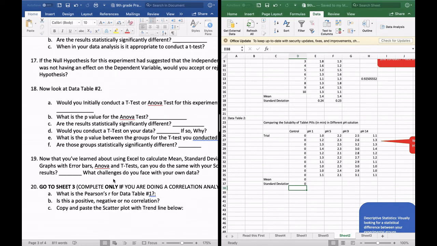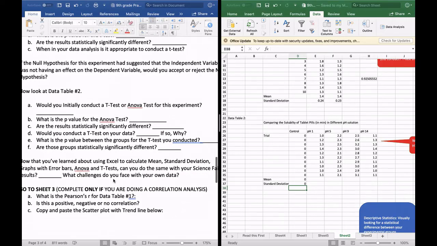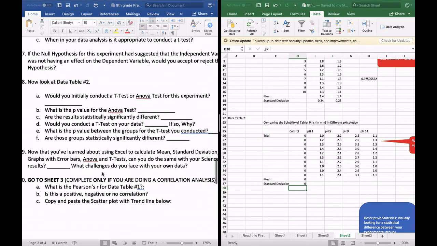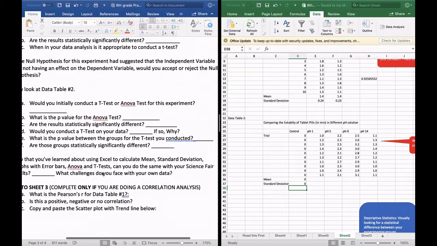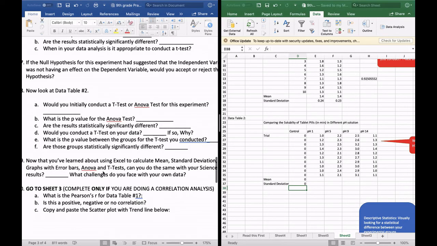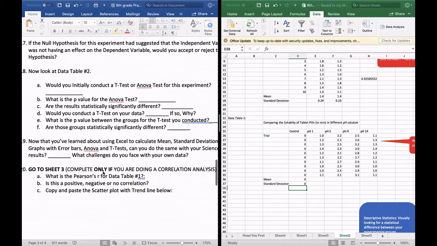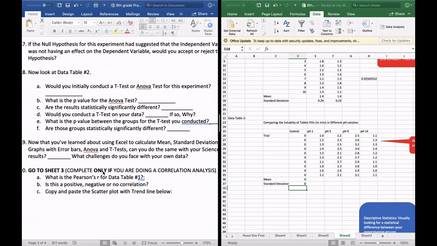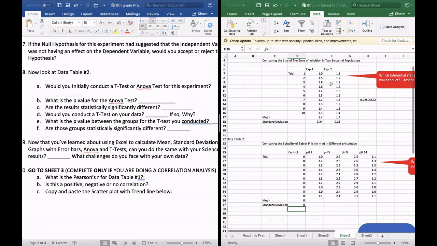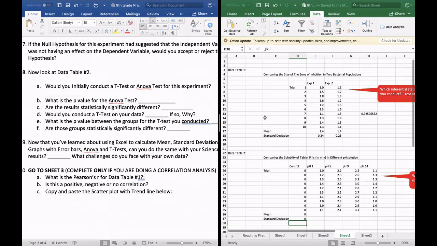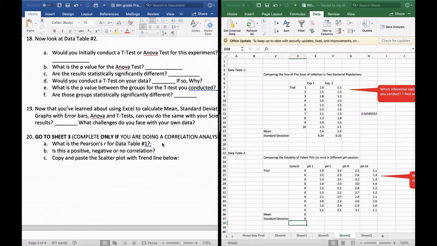So now that you've learned about using Excel to calculate mean, standard deviation, graphs with error bars, the ANOVA and t-test, can you do the same with your science fair results? Because pretty much this is what you're going to be doing with your own results. And what challenges do you face with your own data? So if your data is not set up the same way, what are some of the challenges that you face? Of course, I am here after school. The science fair mentors are always available to help, and you can email me with questions.